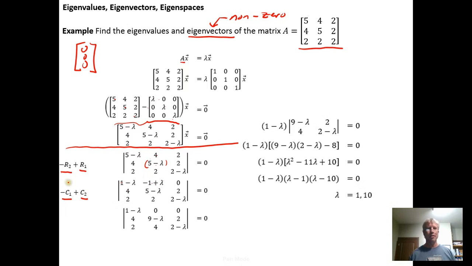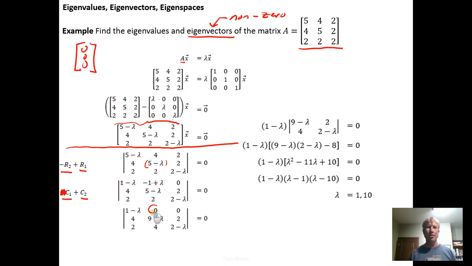It should be, we're just adding. It shouldn't be an opposite. There's a typo right there. Just column 1 plus column 2. 1 plus negative 1 plus negative lambda plus positive lambda gives you the 0. Then you go 4 plus 5 minus lambda is 9 minus lambda. And then we do 2 plus 2 and get the 4. So this determinant has the same value as this.